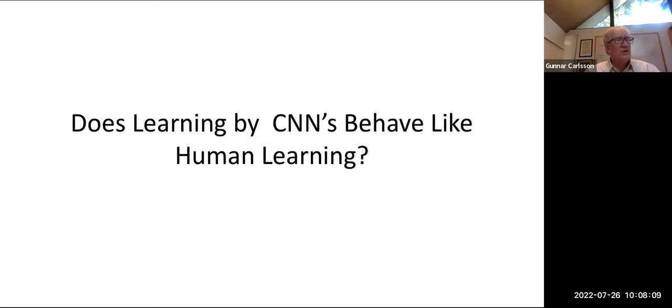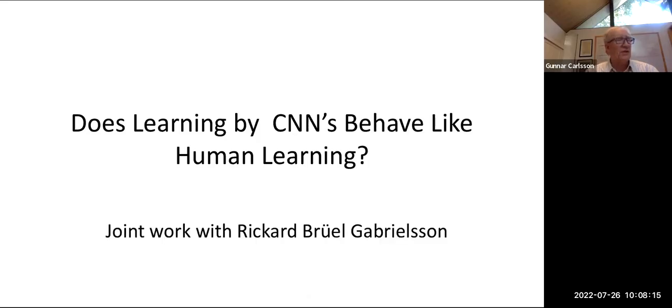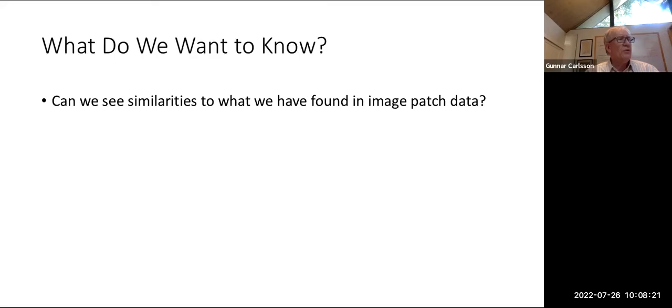So the question is, does learning by CNNs, convolutional neural networks, behave like human learning? That's a fundamental question here. It's something I think people believe. This is joint work with my student Richard Gabrielsen. So what do we want to know? Can we see similarities to what we've found in topological data analysis of image patches? I'll come to that very shortly and tell you what that analysis showed.